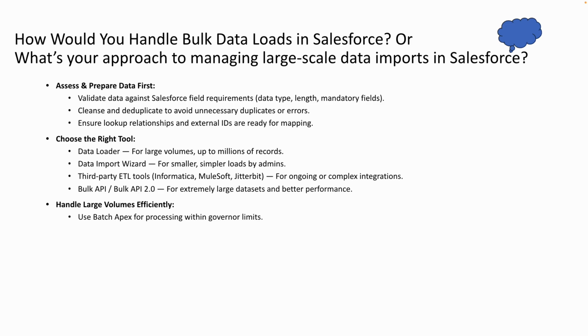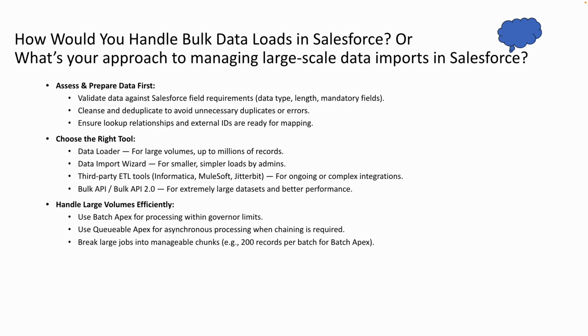And to handle large data volumes efficiently, you can use Batch Apex for processing within the governor limits. And also you have Queueable Apex, and also if you want to process a large data set, just break it into manageable chunks, like 200 records per batch. That way, you are not overloading a single batch.